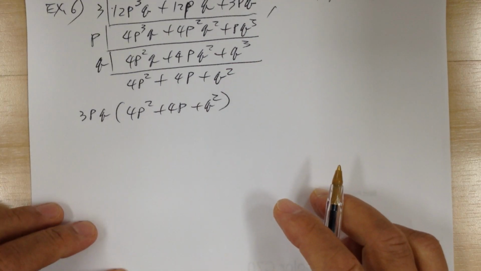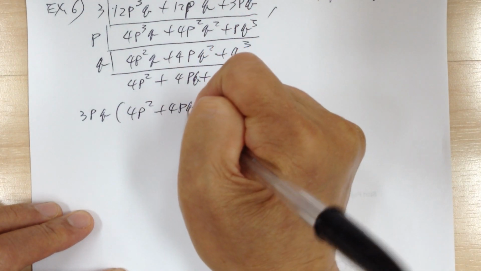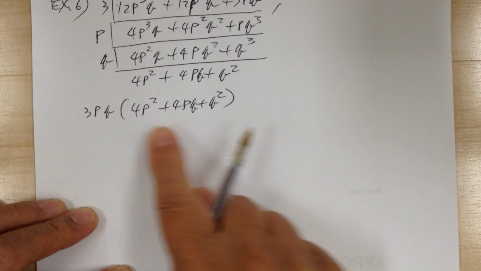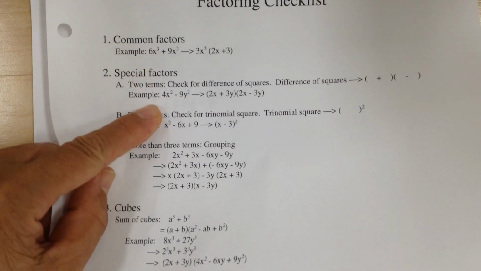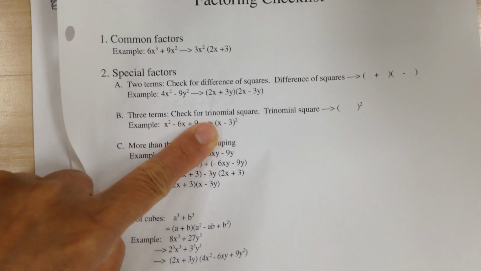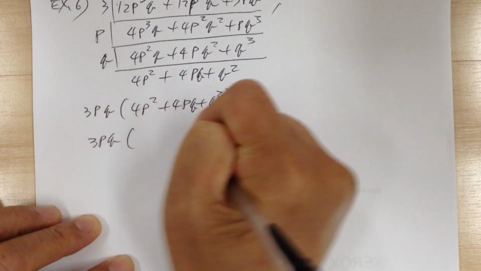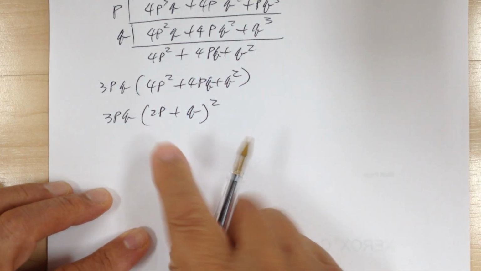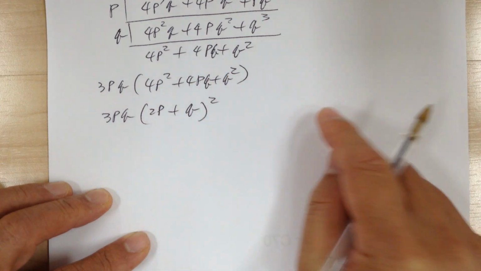Okay, and then from here, you go to step 2, right? Every time you go through the checklist, right? So you're done with step 1, you go to step 2. 3 terms, you check for the perfect square. So this is a perfect square. So you get (2p + q)^2, right? So again, you square this, you get that. Square this, you get that. Multiply all this to get the middle.